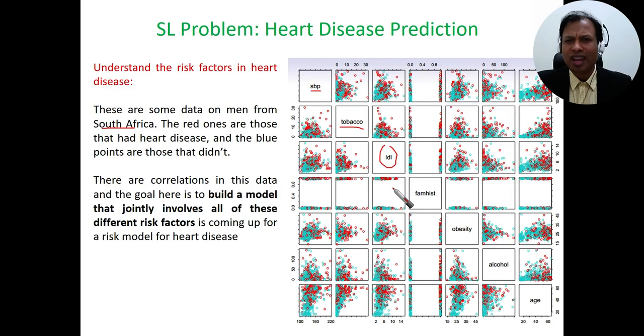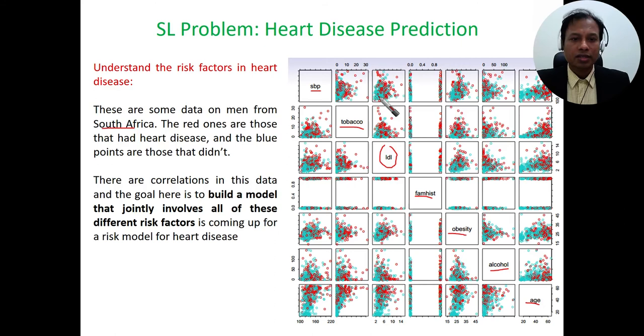And then it has family history: in the family, they have it or not. And then you have obesity, what is the relation to obesity? And then you have alcohol, or AIDS, and that kind of things, right? And this red means the patient has a heart attack, and green means no heart attack, right? So that is the things.